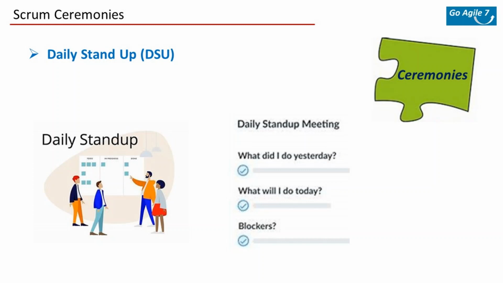And teams should have the self-discipline to make sure they join these meetings on time. There's a wrong notion that Scrum Master has to start this daily stand-up every day. No, that's wrong. Whether Scrum Master is there or not, the team should be responsible enough to start the DSU at the right time.